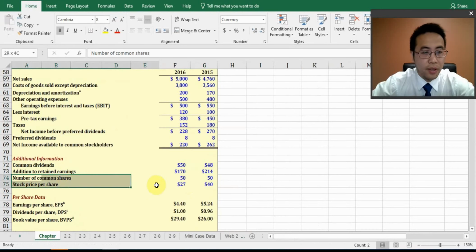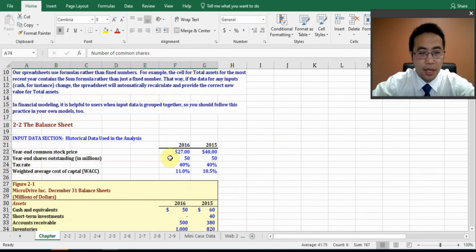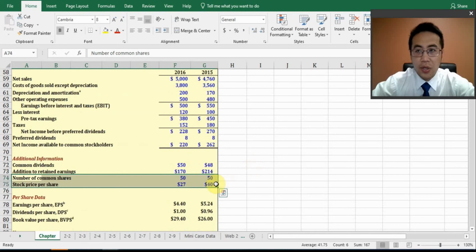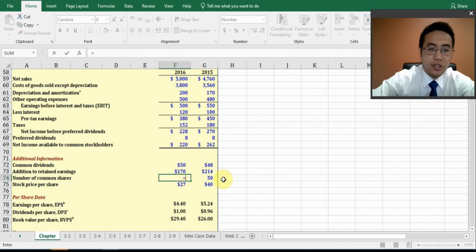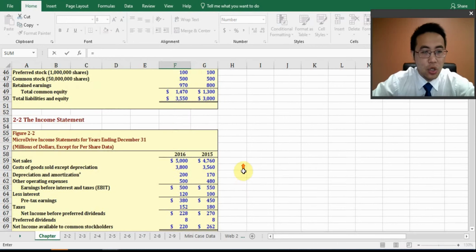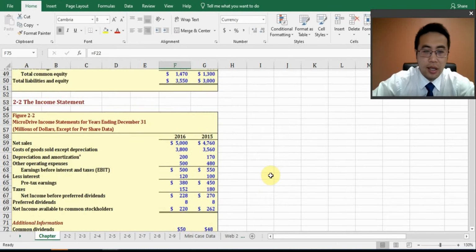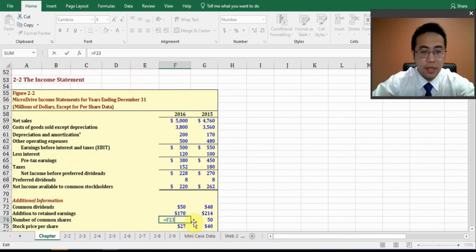For the number of common shares and the stock price per share, actually, they are all given information from the above cells. Still, I want you guys to put a formula in there because I want you to show where it comes from. First, for the number of common shares, I want you to link it to the above cell. It's right here. And then hit enter. So it's still 50, but there's a formula.